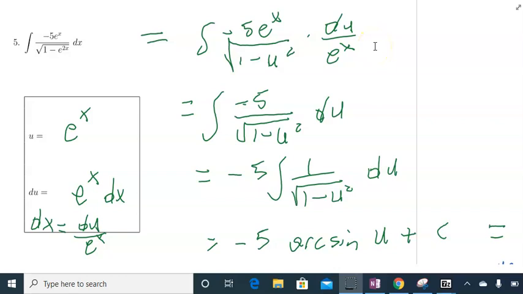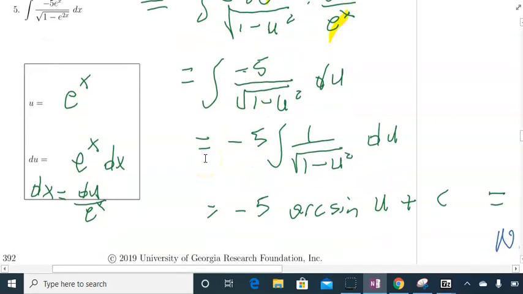And then we want to simplify this down a little bit. Notice here your e to the x is going to cancel out. And so this will be equal to the integral of negative 5 over the radical of 1 minus u squared du. By a constant multiple idea, you can pull the negative 5 to the left of the integral sign. So that becomes negative 5 integral of 1 over the radical of 1 minus u squared du.